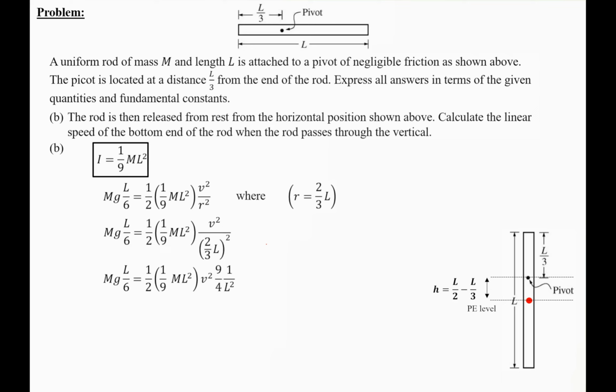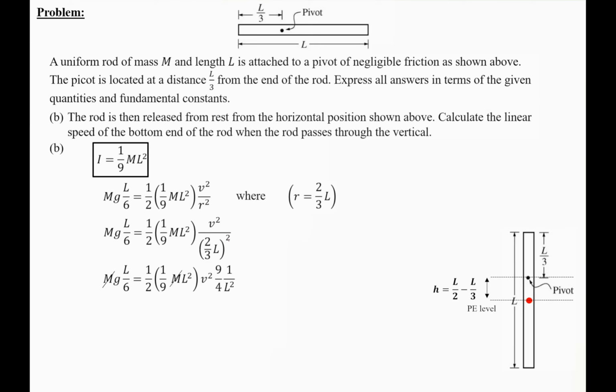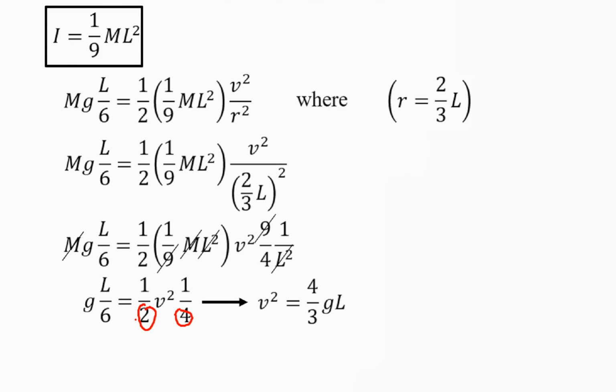Now here, that would be 4 over 9, because it is in the denominator, it will flip and become 9 over 4. So 4 and 9, which is downstairs, becomes upstairs, and 4 remains here. Now here we can apply the cancellation for the masses, for L square and for 9 as well, and we're left with gL over 6 is equal to half V square times 1 over 4. So that would give us V square is 4 over 3 gL, because 2 multiplied by 4 would give us 8. If we take 8 to the other side, that would be 8 over 6, which is basically 4 over 3.